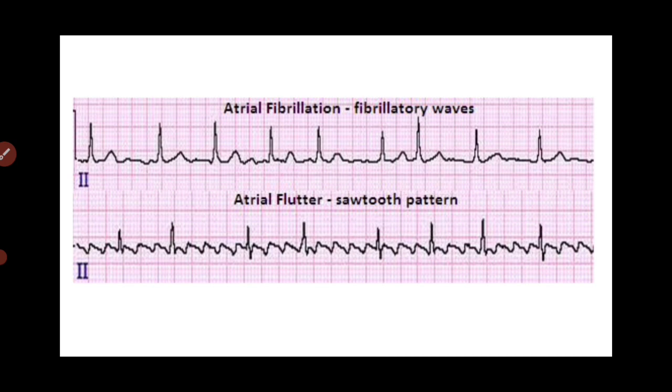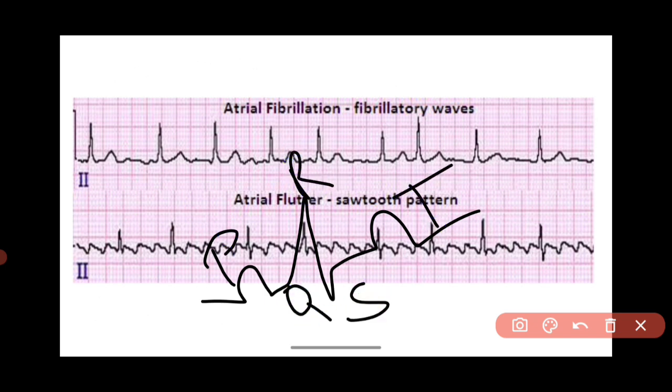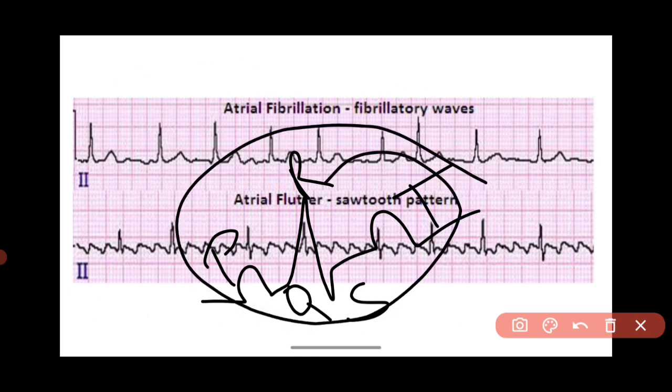First, we are going to see the waves of atrial fibrillation. Before that, you should know the normal ECG pattern, that is P, QRS, T. P, Q, R, S, T. This is the normal ECG pattern. Understand? Fine. If there is any alteration in this pattern, that condition is an abnormal ECG wave. Fine. Let's see in detail.